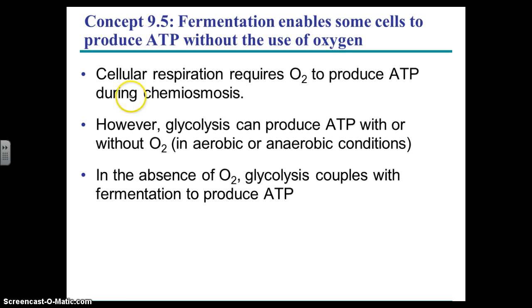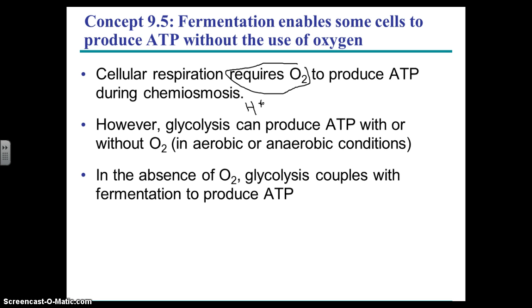Okay, so like we said, cellular respiration requires O2. It's the final electron acceptor at the end of the electron transport chain, and it's required for the part of the process where the H+ ions, remember those lovely H+ ions, flow through the ATP synthase and make energy. If there's no oxygen, the electron transport chain and chemiosmosis cannot occur.